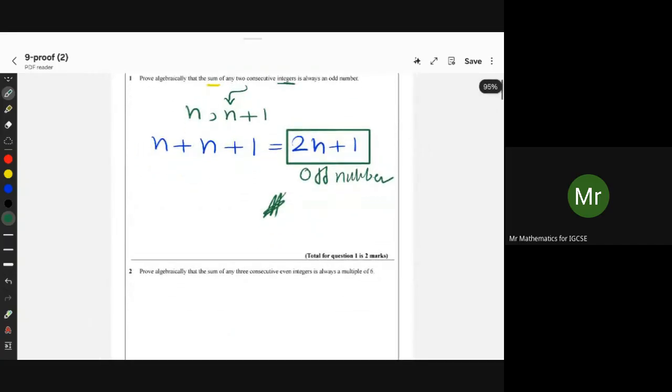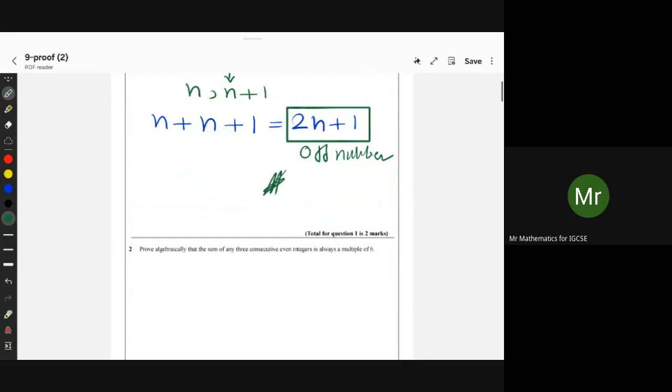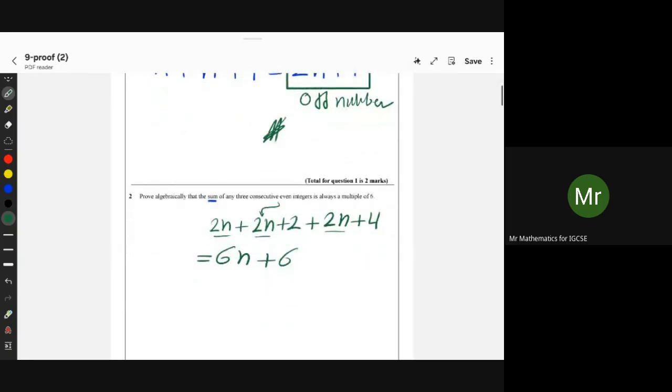Okay, what about 2? Number 2, he said, prove algebraically that the sum of three consecutive even numbers is always a multiple of 6. So we need 3 even numbers: 2n, 2n plus 2, and then the next even is 2n plus 4. We do an addition as he said, the sum. Now we can collect the like terms. 2n plus 2n plus 2n is 6n, and 2 plus 4 is 6. So we have 6n plus 6.